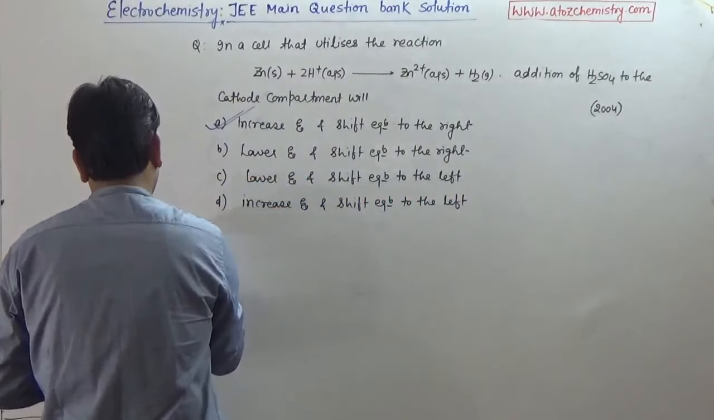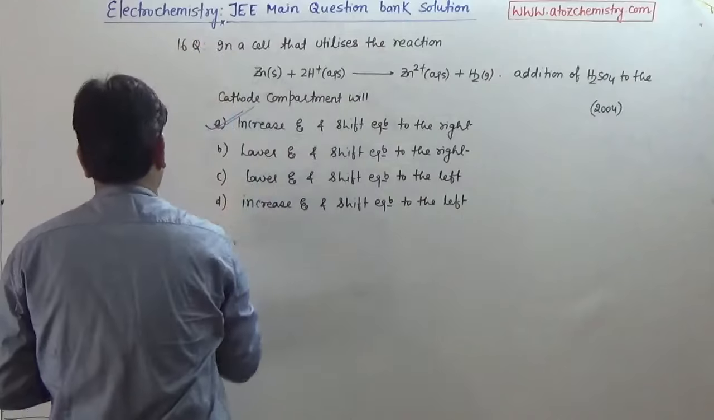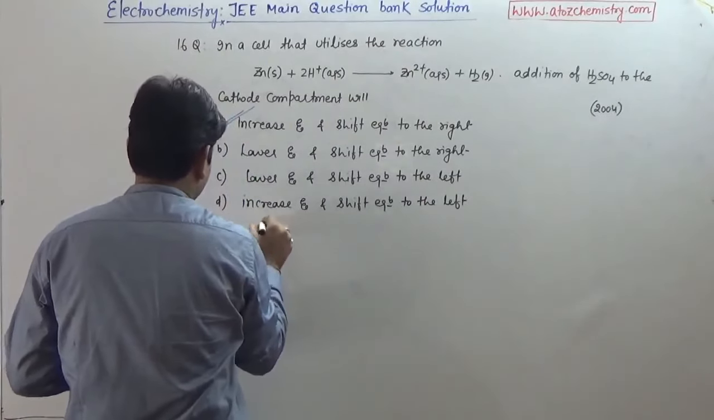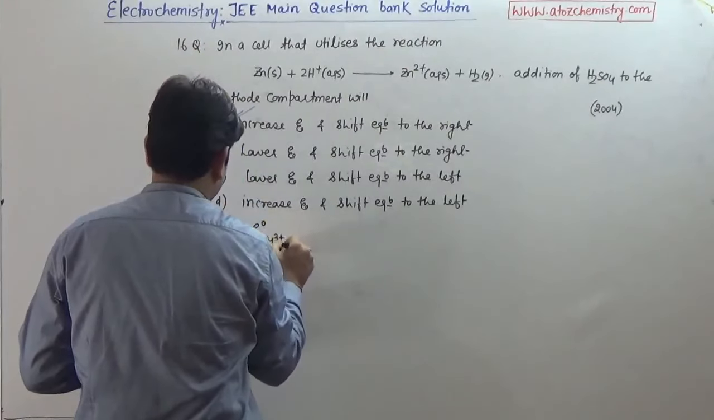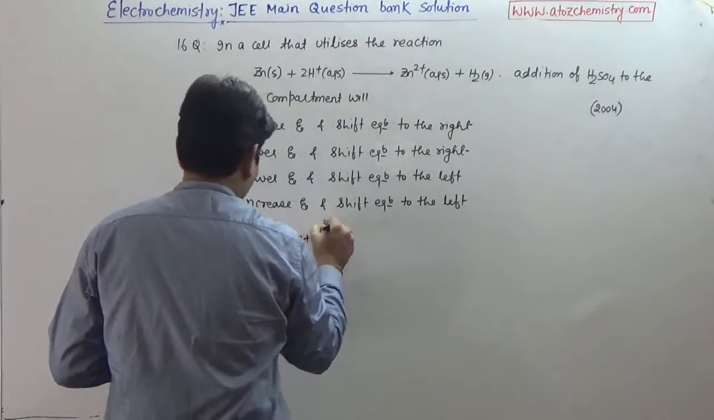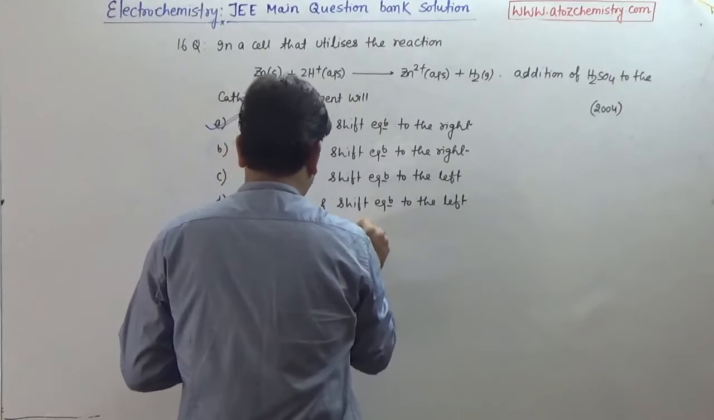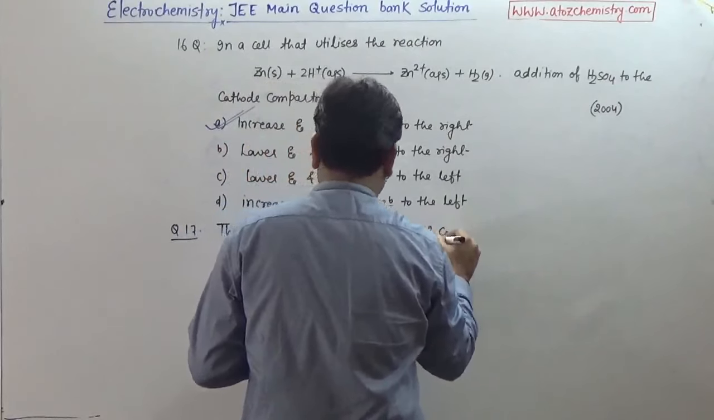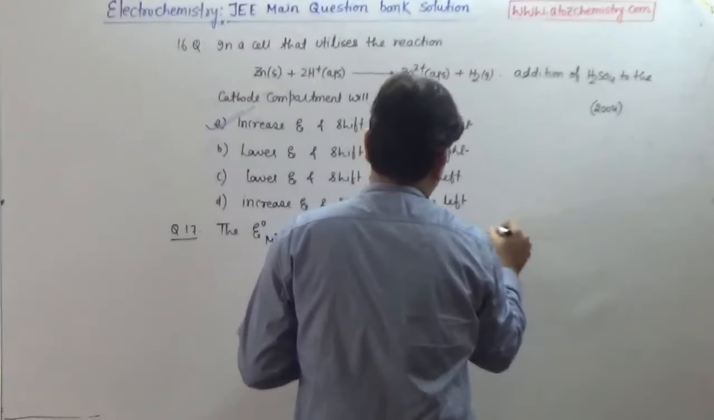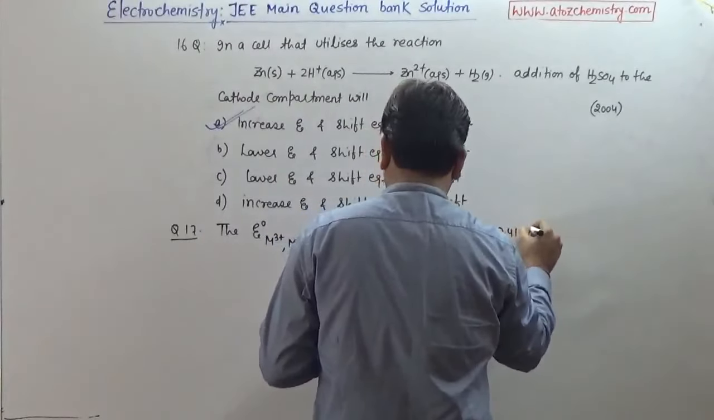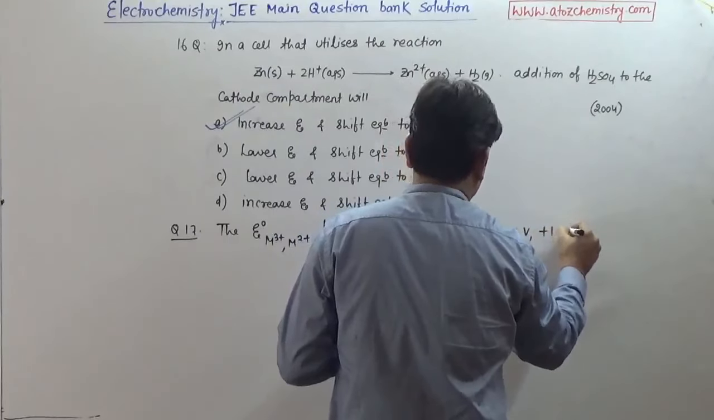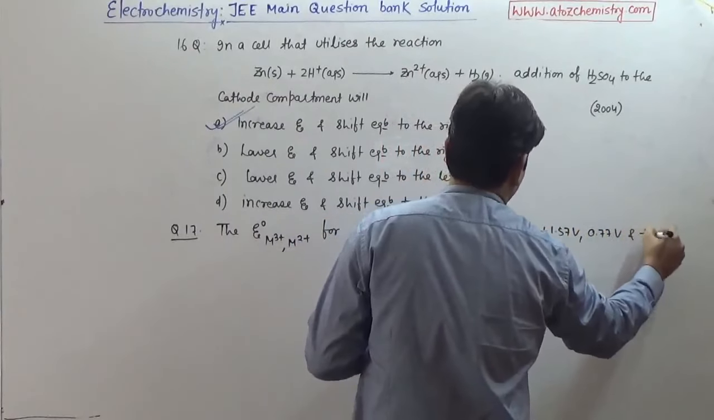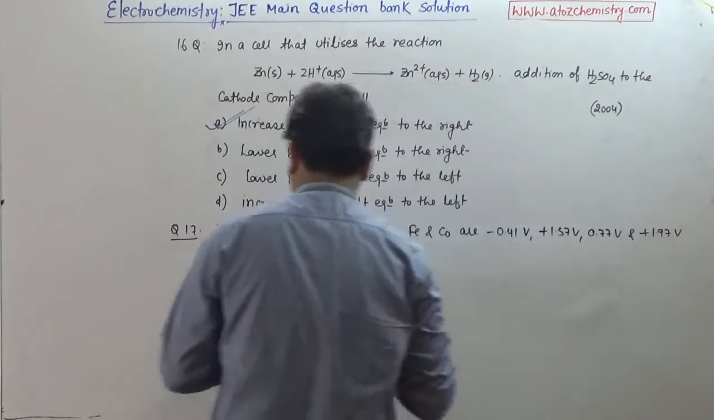Question number 17. This was question number 16. Question number 17 is: the E naught values for M3 plus to M2 plus for chromium, manganese, iron and cobalt are minus 0.41 volt, plus 1.57 volt, 0.77 volt and plus 1.97 volt respectively.